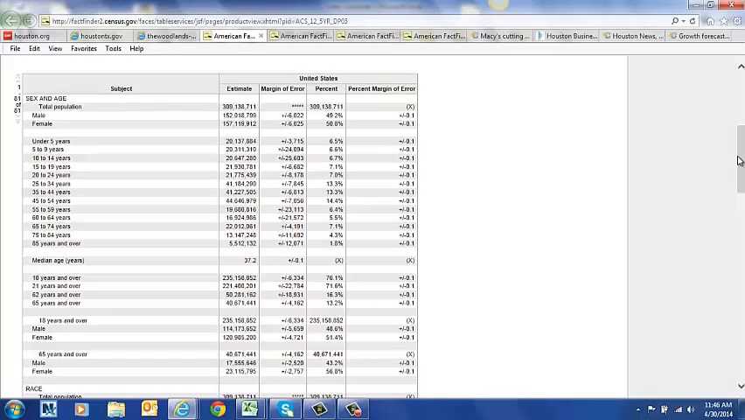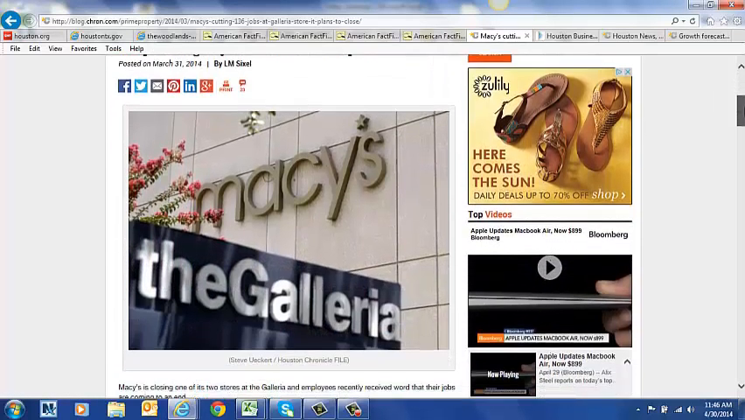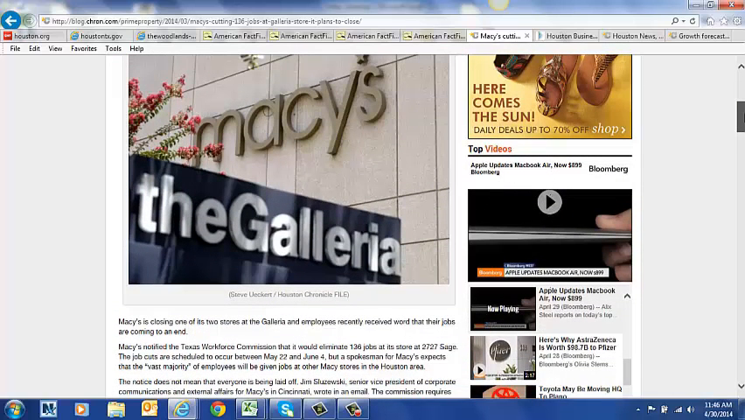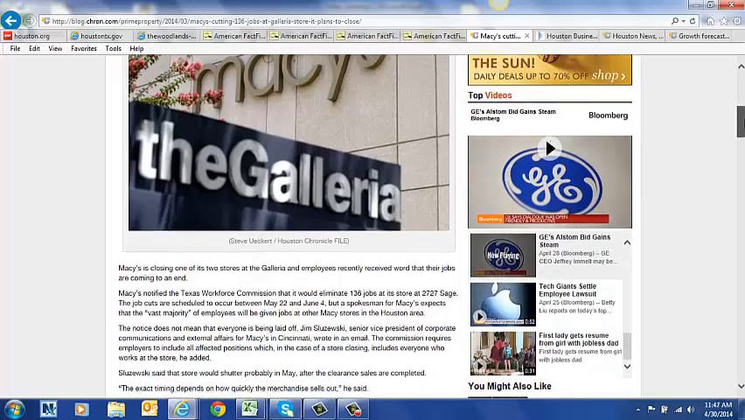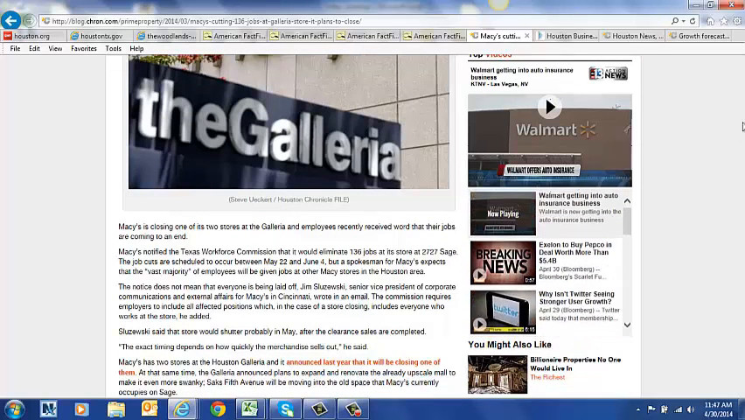I also consider press releases labor market information because they can tell us what a company wants to communicate to the public. Such as this. This is a Houston Chronicle report on a Macy's press release that tells us that Macy's in the Galleria is closing, and how many jobs are going to be cut because of the closing.